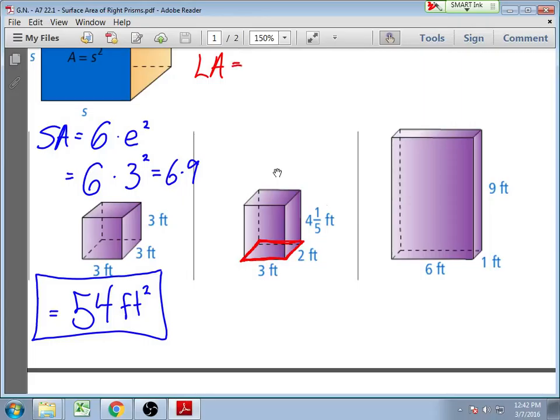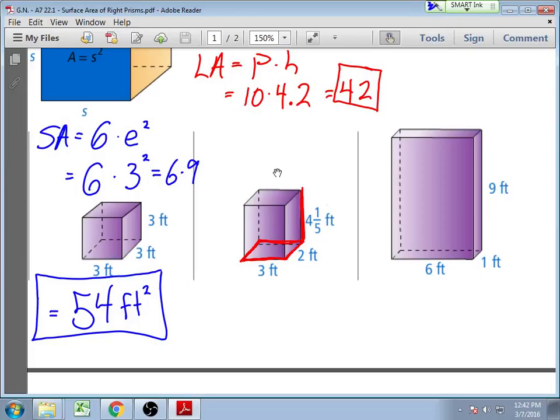Lateral area is going to be the perimeter times the height. So to do that, my perimeter is a 2 and a 3, another 3, and another 2. So I get 10 times the height, which is the distance between the bases. So that's 4.2 if I make it a decimal, because 1/5 is a 0.2. That tells me that the lateral area is 42. So again, I'm going to put that in a box since I'm going to need that.